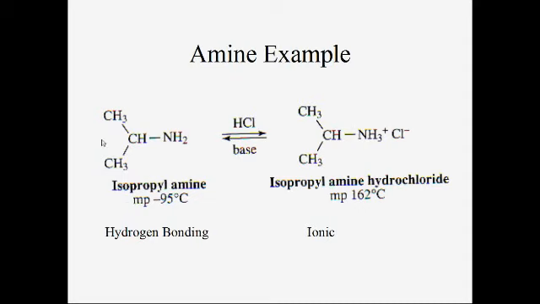Amine, same thing. Amines are common in our proteins. We have amino acids. So amine is a nitrogen-containing group. If we react that amine, which is basic, with an acid like hydrochloric acid, then we make an amine hydrochloride. It turns into a salt. We protonate the nitrogen, making it positive, and then we have the counterion chloride. This turns it into an ionic compound, so the melting point jumps dramatically from minus 95 degrees Celsius up to 162 degrees Celsius.